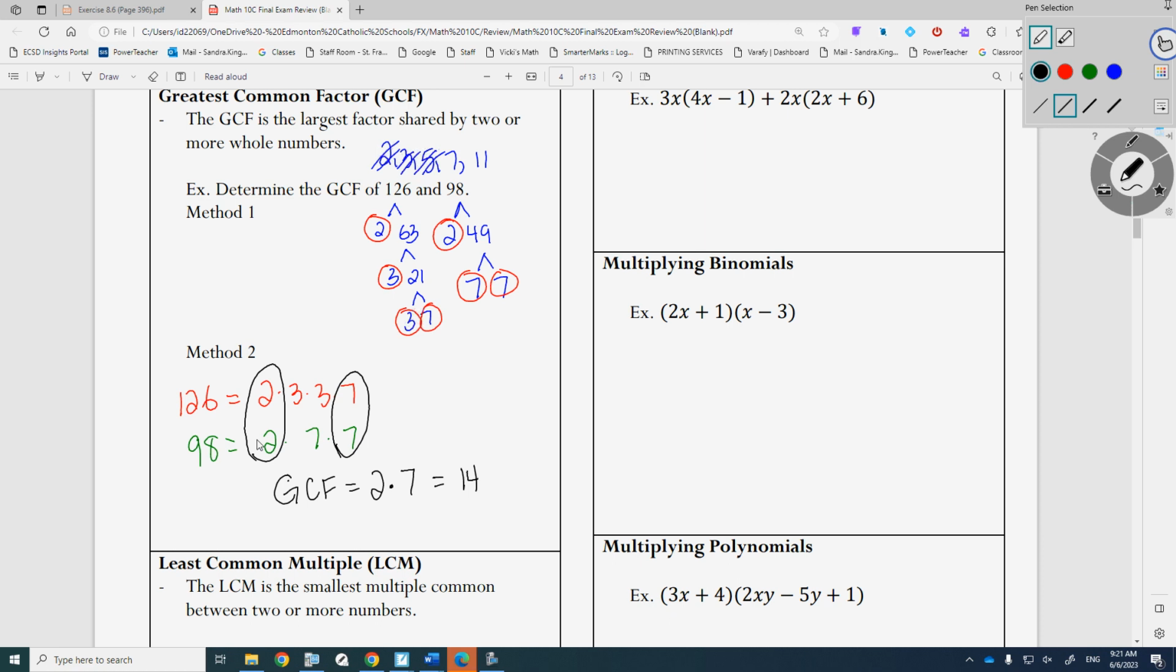I'm going to give you another one that I want you to practice to see if you could get the GCF, and then I'll show you how to do LCM. Okay, let me just clear this.